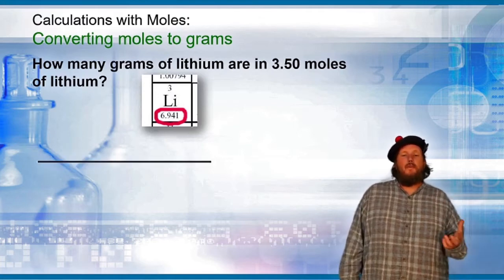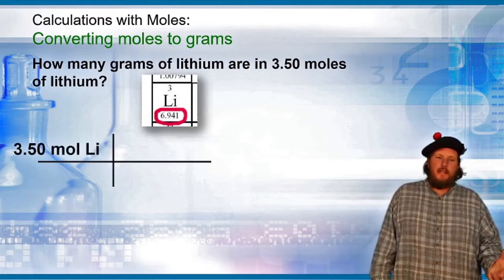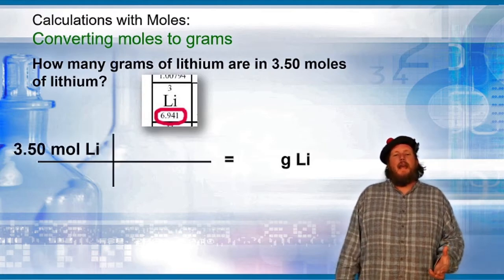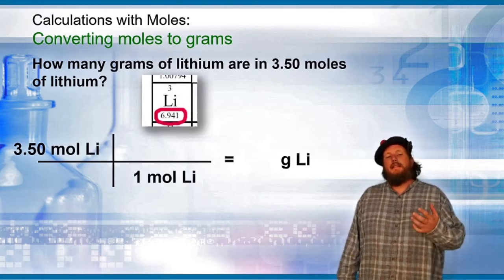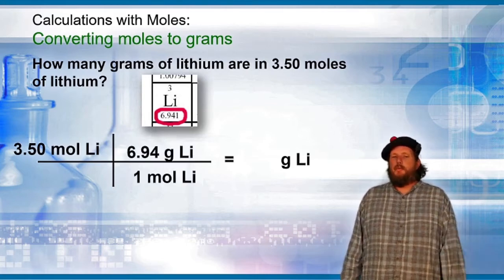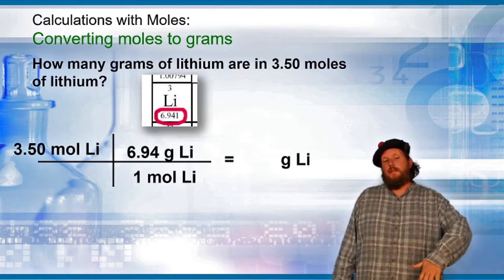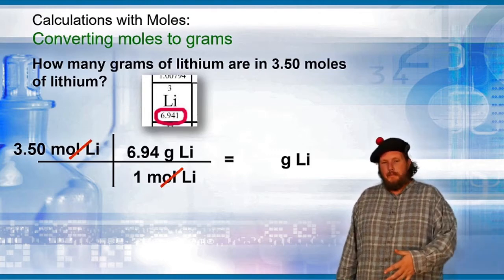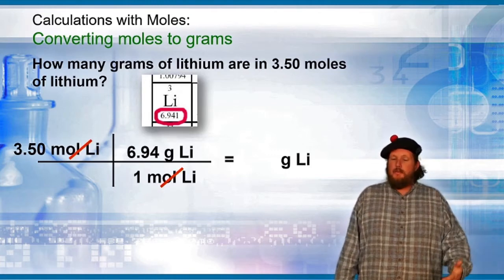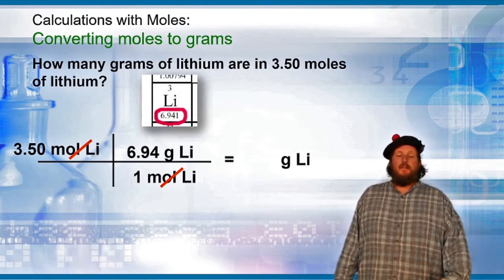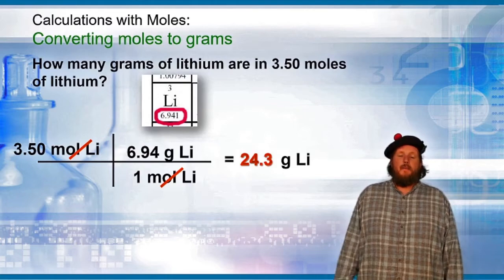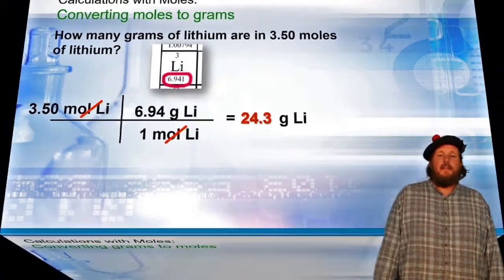So we start with 3.5 moles of lithium, and we're trying to get to grams of lithium. So moles of lithium times the formula mass, which is 6.94 grams of lithium per mole of lithium. The moles lithium cancel out, and we're left with just units of grams of lithium. Remember, this is how dimensional analysis works. We get 24.3 grams of lithium.